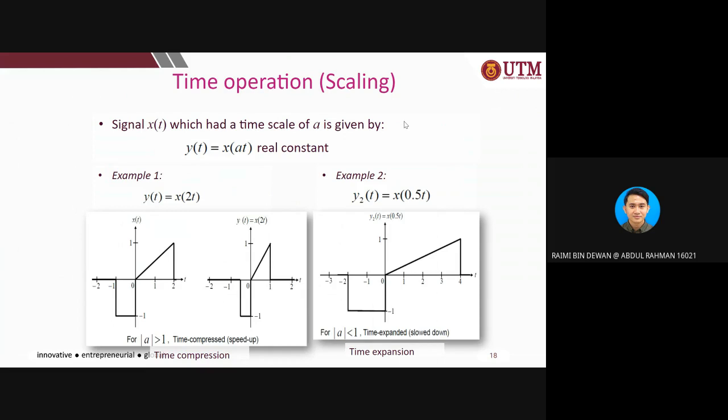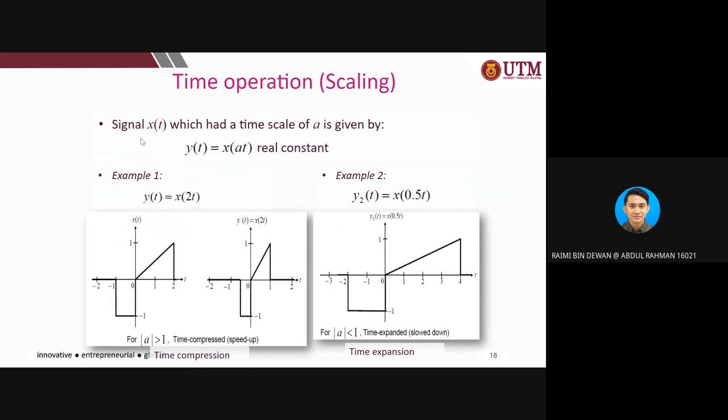This operation happens along the horizontal axis. The changes happen along the x-axis because it is a time operation. In this situation as well, there shouldn't be any changes to the amplitude. Amplitude should be the same. For example, in this graph you have a maximum of 1, so your amplitude should stay at a maximum of 1, but you can have changes in your time, in your horizontal axis.